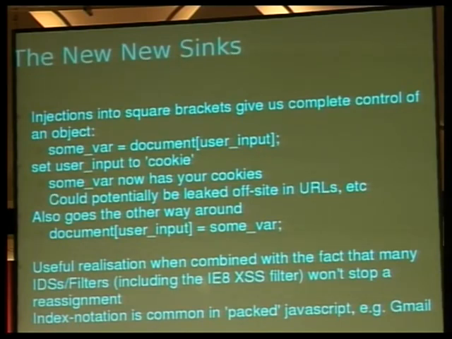So for example, if you were able to control the index of a read from the document object, you'd be able to set that index to cookie and then potentially leak those offsite if the some var was used improperly. And of course, it goes the other way around. If you set, say, user input to location, you somewhat control some var, then you'll also be able to set the location of it, which would lead to script execution.